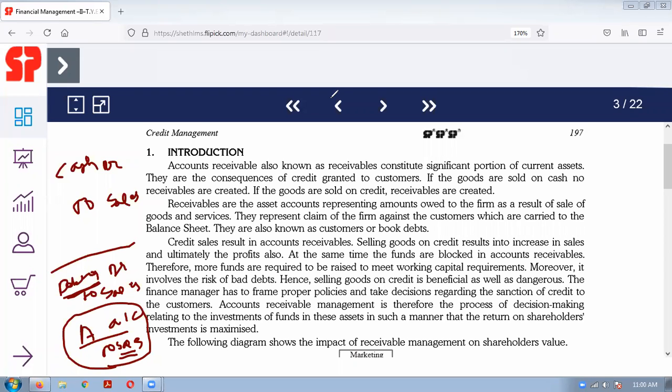When the customer pays the amount, it will be reversed. Cash account will be debited, and that respective customer account will be credited. So his account will be closed. See, debit and credit, A account will be closed. Sales will be transferred to trading account, profit and loss account, and cash will be transferred to the balance sheet. Correct? So credit sale results in accounts receivable. Selling goods on credit results in an increase in sales, an increase in debtors, and debtors will ultimately be transferred into cash.